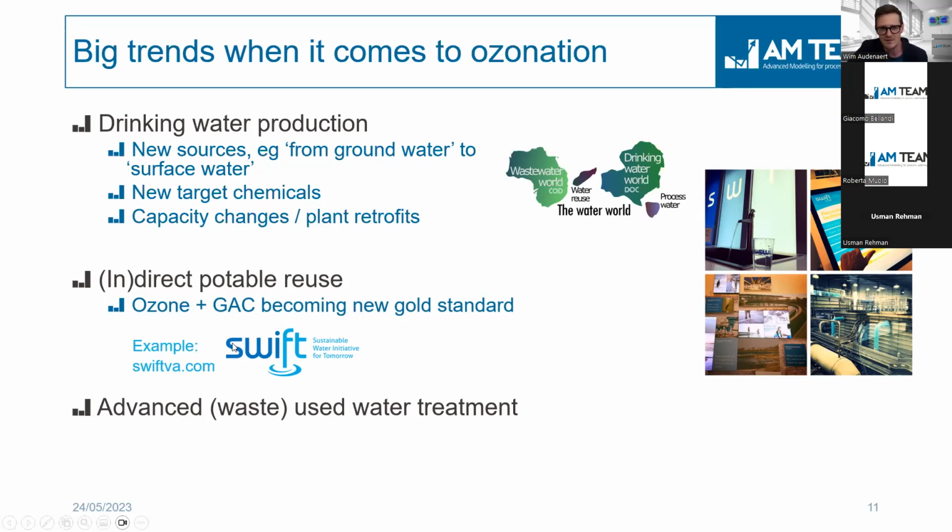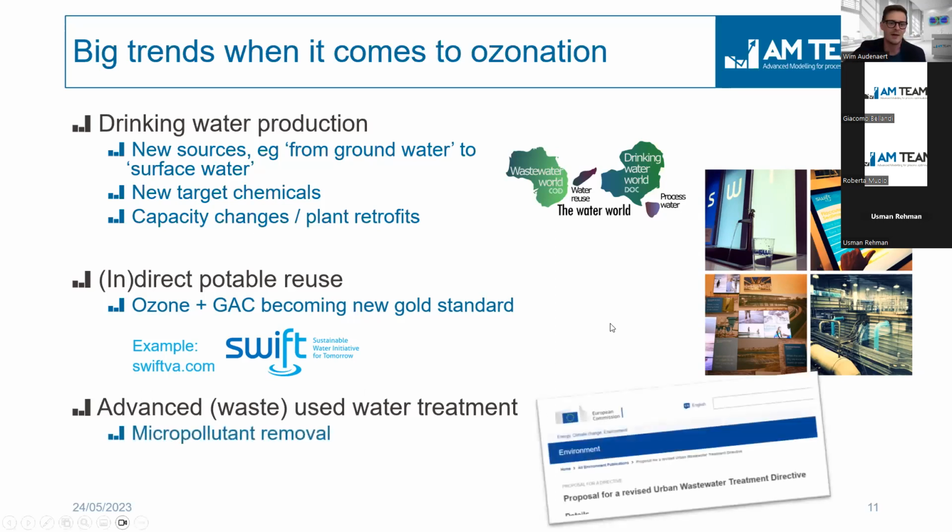SWIFT is a project in Virginia by HRSD, one of the biggest reuse projects in the world that is ozone-based. And these are some pictures of the current research facility. One big example, but look at California, a state in the US that is very hard on water use. They're also looking into ozone. Big shift there. And then on the wastewater side, the biggest topic is micropollutant removal.